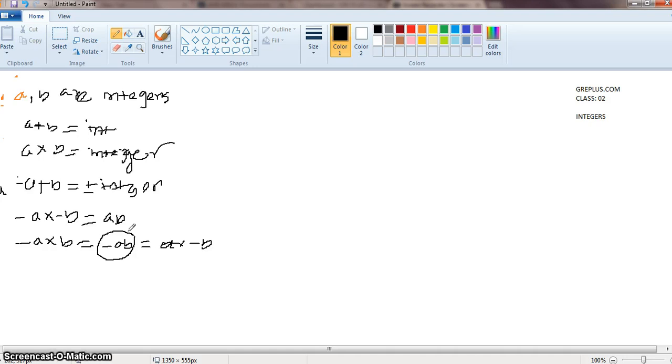When integers are multiplied, each of the multiplied integers is called a factor or a divisor. So what are factors and divisors again? When the integers are multiplied, each of the multiplied integers is called a factor or a divisor. So here the factors or divisors are a and b.